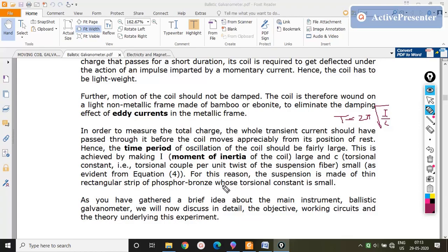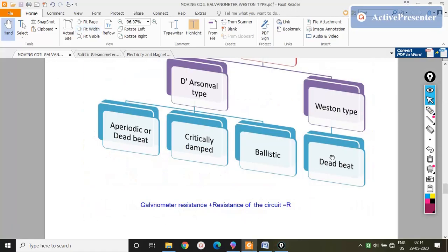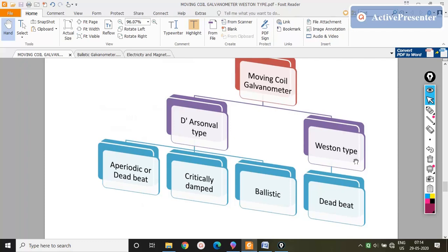Then, to make the torsional couple per unit twist of the suspension fiber small, the suspension is made of a thin rectangular strip of phosphor bronze wire. I showed you the construction in the last lecture, so I'm not going into the details of the construction of the ballistic galvanometer. Quickly rewinding, I told you about the moving coil galvanometer, the Western type, dead beat condition, the D'Arsonval type, aperiodic condition, critically damped condition, and ballistic condition.